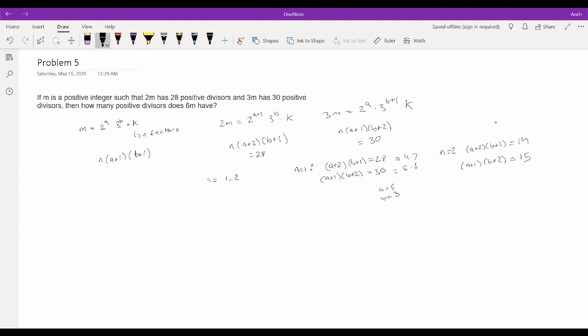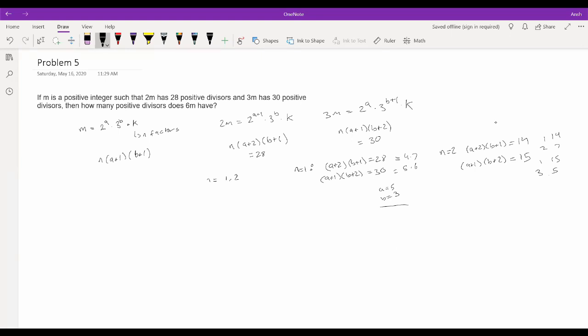So 14 can be only written as 1 times 14, and 2 times 7, and 15 can only be written as 1 times 15 and 3 times 5. And we see that none of these pairs work, because a plus 2 divides 14, and a plus 1 divides 15, where b plus 1 divides 14, b plus 2 divides 15. So that means the factor pairs have to only be off by 1, and we see none of these pairs satisfy that. So that means our only solution would be a equals 5 and b equals 3.